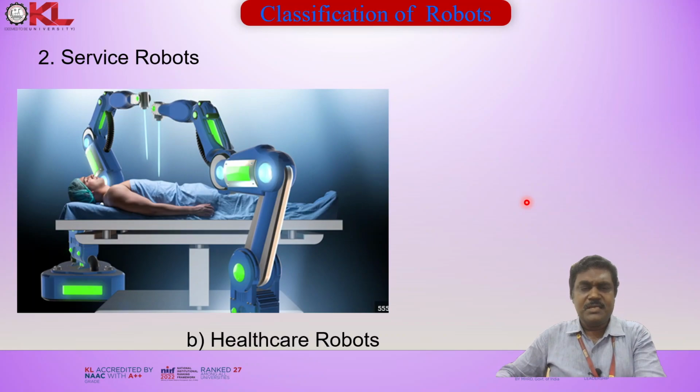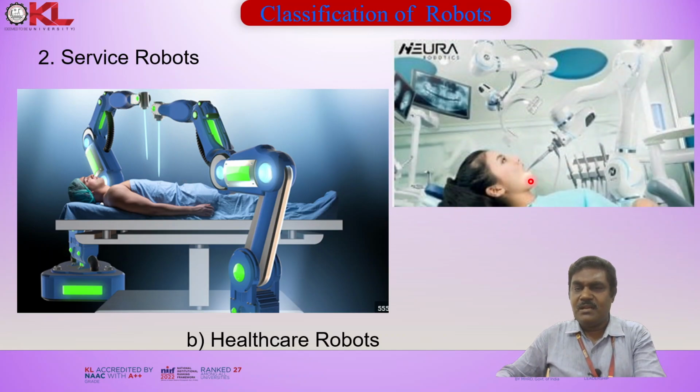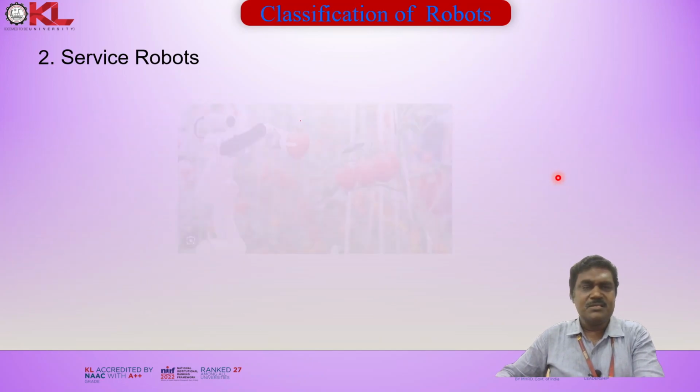Now you can see that another service robot is healthcare robots. You can perform some minor operations with the help of the robots. This is the patient, and these are two robots, pre-taught, and according to the pre-programming, it will perform the required operation. Now you can see that for a dental operation or dental cleaning, robots are also used. Using this robot, you can perform dental clinic work also. So this all comes under medical.